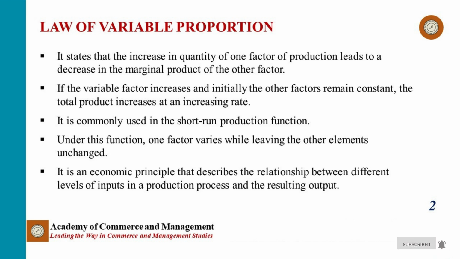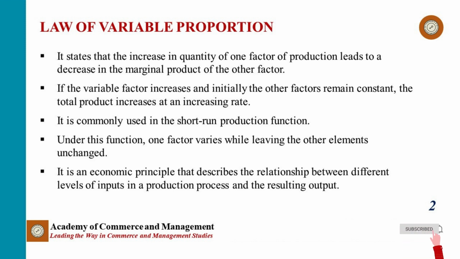If the variable factor increases and initially the other factors remain constant, the total product increases at an increasing rate. Then total product increases at a decreasing rate. If this happens, the production rate will also decrease. The law of variable proportion is commonly used in the short-run production function. Under this function, one factor varies while leaving the other elements unchanged.